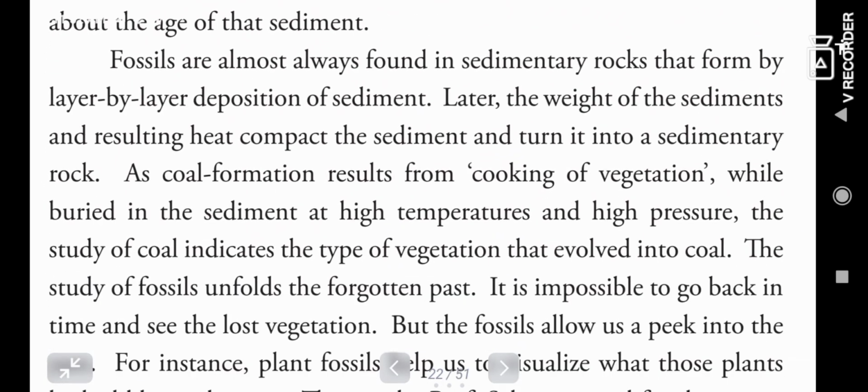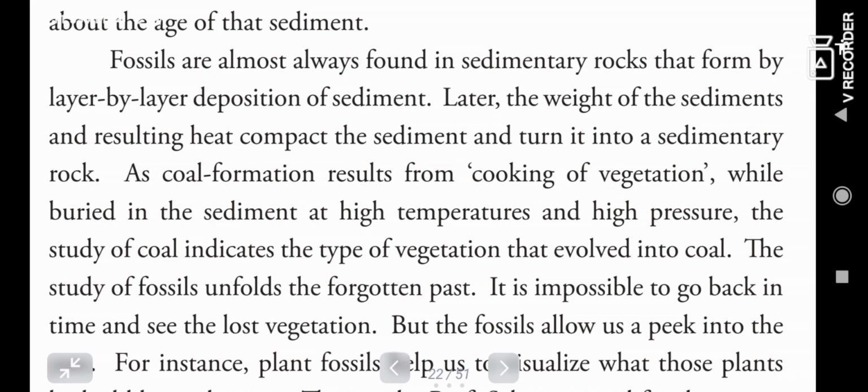Fossils are also almost always found in sedimentary rocks that form by layer deposition of sediment. Later, the weight of the sediments and resulting heat compact the sediment and turn it into a sedimentary rock. As coal formation results from cooking of vegetation while buried in sediment at high temperature and high pressure, the study of coal indicates the type of vegetation that evolved into coal.